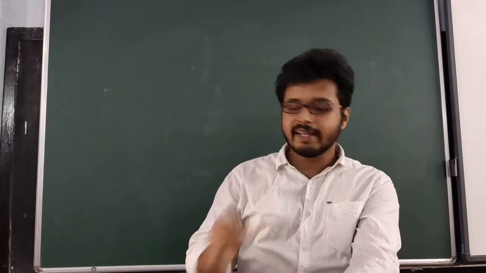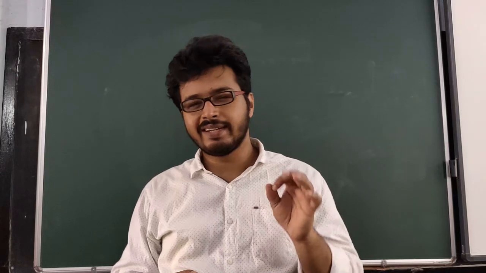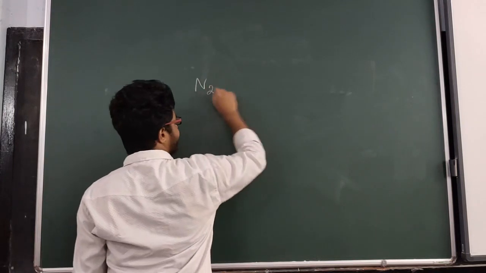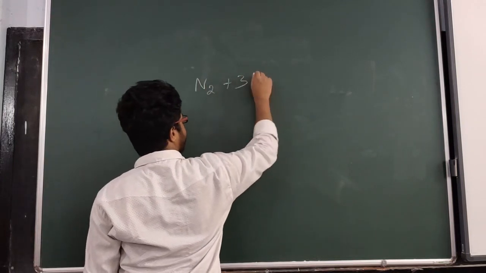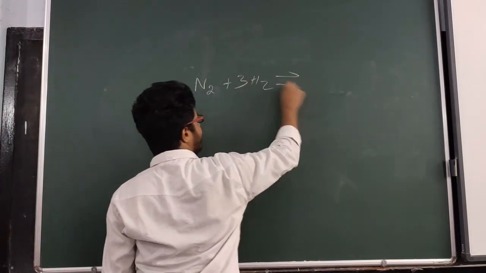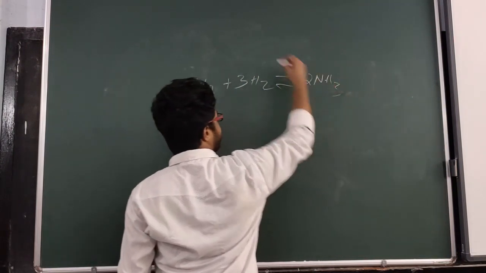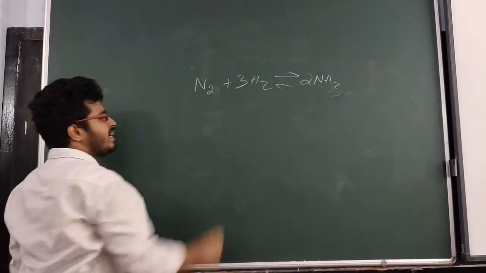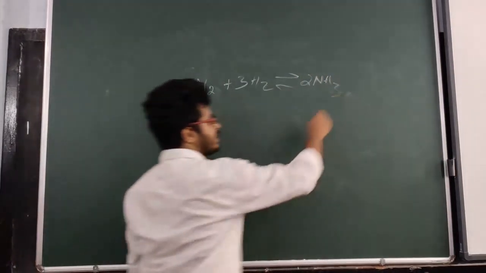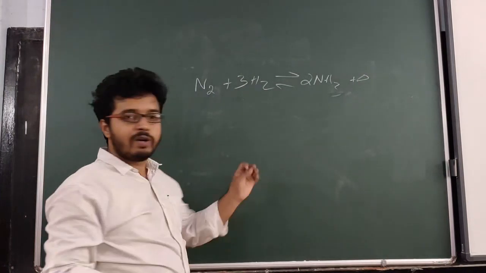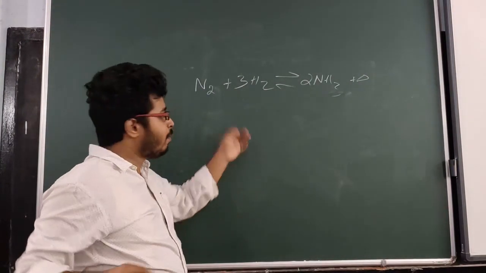Okay. For the thermal dissociation of ammonia, I hope you remember the reaction for the Haber process of ammonia. It was something like N2 plus 3H2 reversibly gives 2NH3. I am not writing the conditions now. So we are going to discuss what happens to ammonia when we heat it.